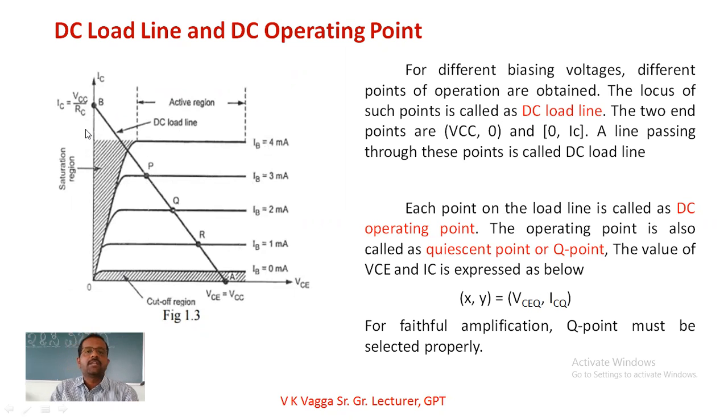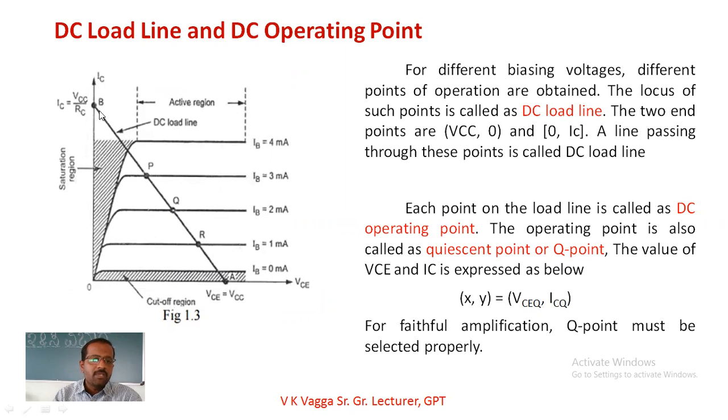This was already studied in the previous semester while studying the output characteristics of the BJT. Along the x-axis we have VCE, and along the y-axis we have the output current, represented as IC. This shaded part is called the cutoff region, this part is called the saturation region, and in between the cutoff and the saturation there is one more region, called the active region.